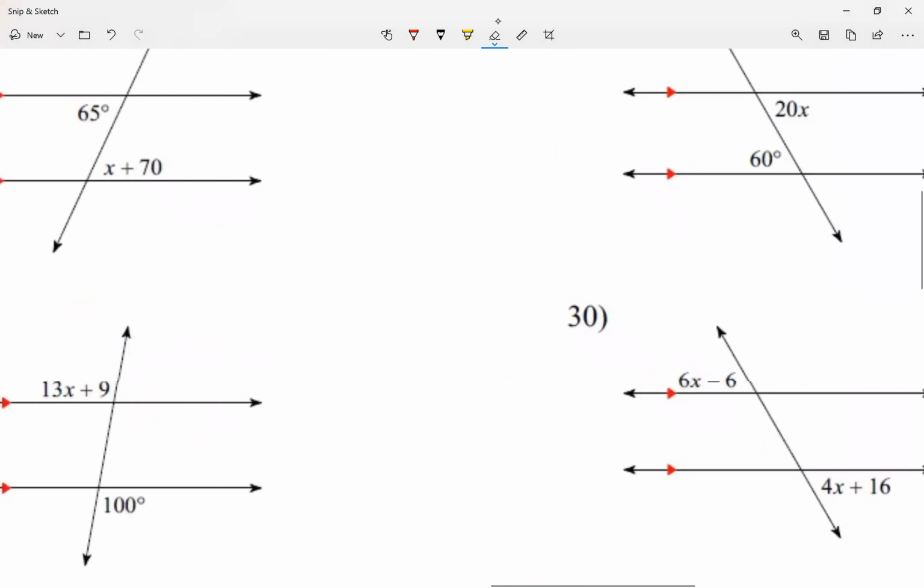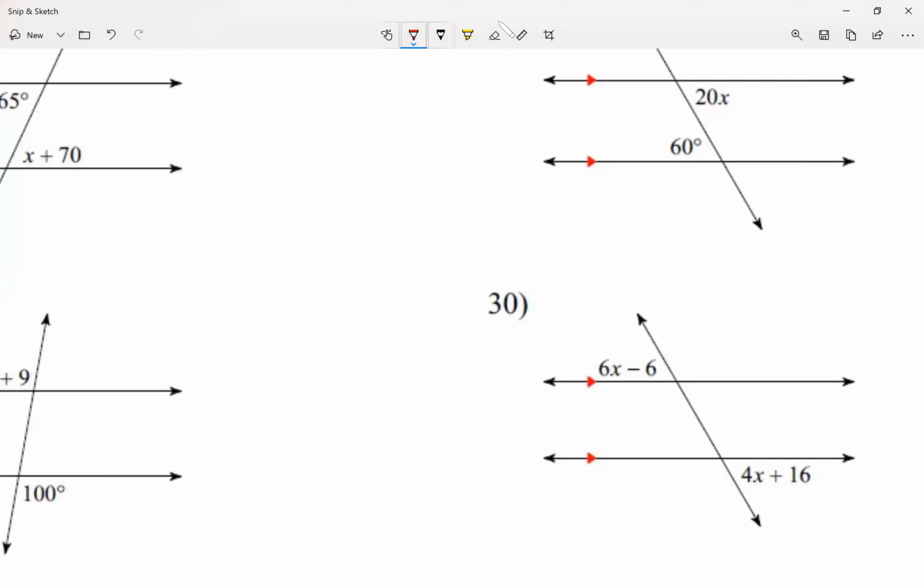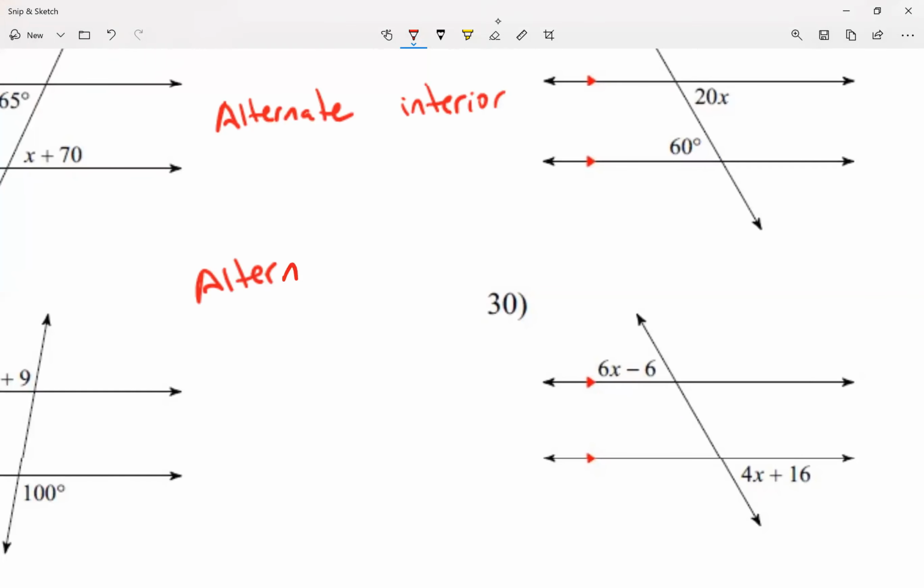For today, we're going to be talking about two rules. One of them is called alternate interior, and the other one is called alternate exterior. All right, let me explain what these are.